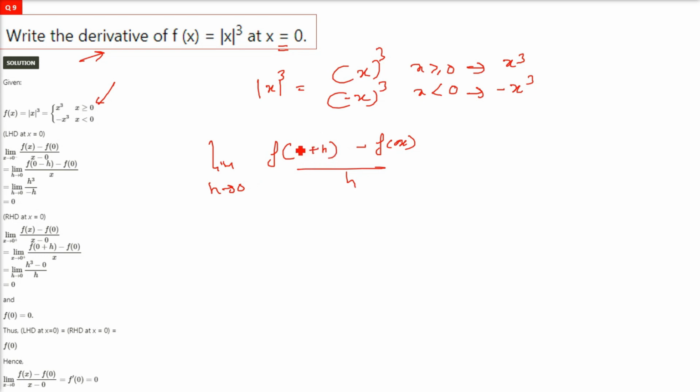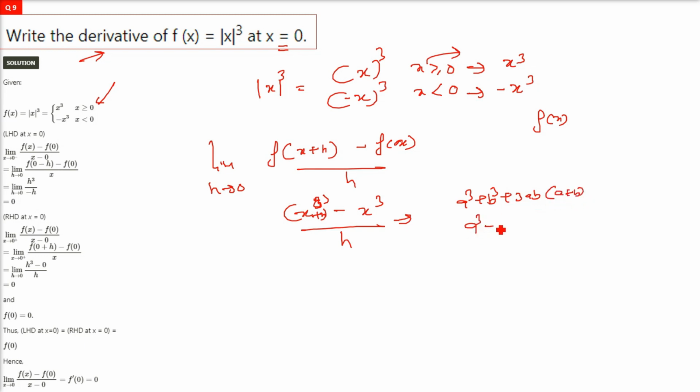So which function are we going to use? We are going a bit front of x, or you can say on the right hand side of x. So you will take it as x cube, and minus f(x), what is it? f(x) is x cube only, and divided by h, and this is x plus h whole cube actually. So I'll just open it. f(x plus h) is x plus h whole cube, and minus x cube. (a plus b) cube is a cube plus b cube plus 3a square b plus 3ab square.